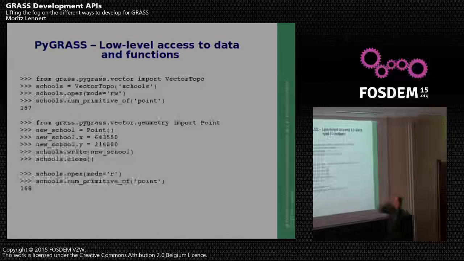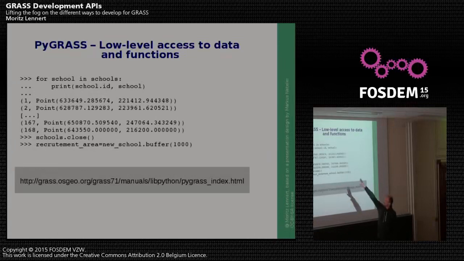Just a very quick example here. Here you have an example of dealing with a vector map, a point map, which you can just open, and then the first task is to look at how many points we have. We then create a new point, which we can add to that map. So it's very easy to add new elements to maps in a Pythonic way.